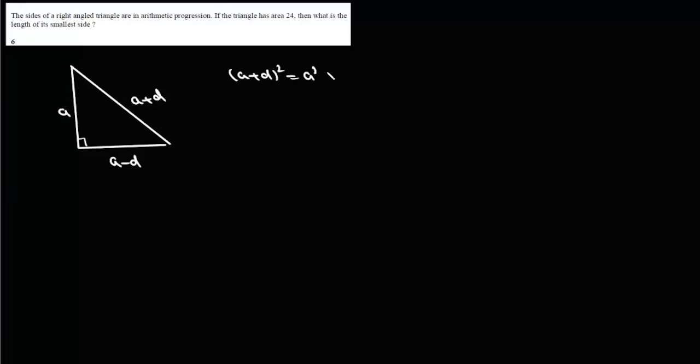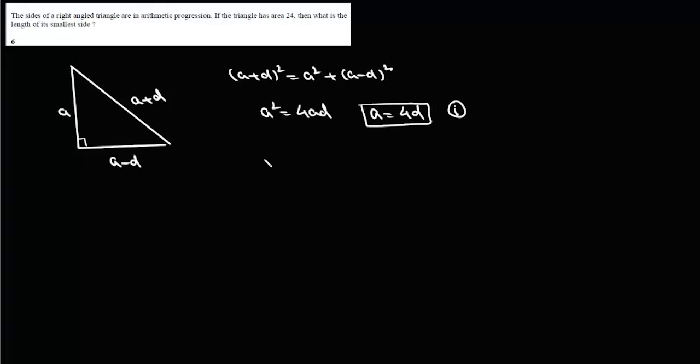Now here the question is, sides of a right angle triangle are in AP. If this triangle has area 24, what is the length of the smallest side? Now suppose we have this right angle triangle whose sides are in AP. So suppose the sides are a minus d, a and a plus d, where d is greater than 0. So from the Pythagoras theorem we can write (a plus d) square is equal to a square plus (a minus d) square. So from here we can write a square equals 4ad, or a equals 4d, and that's our first result.